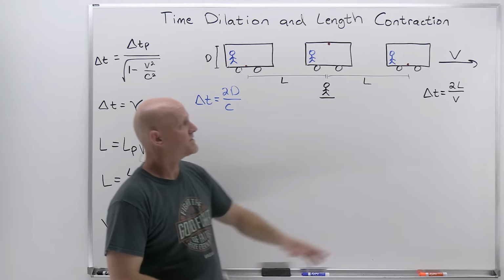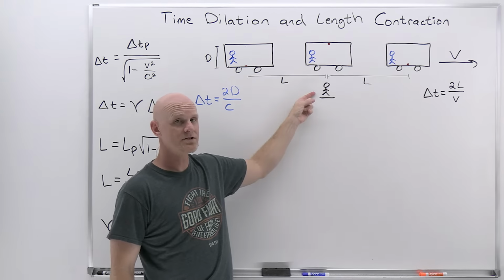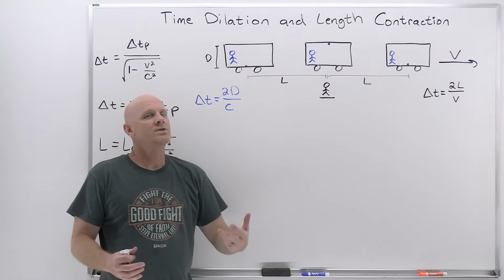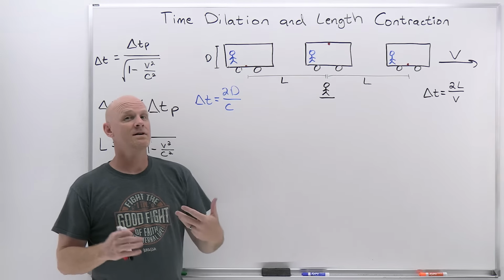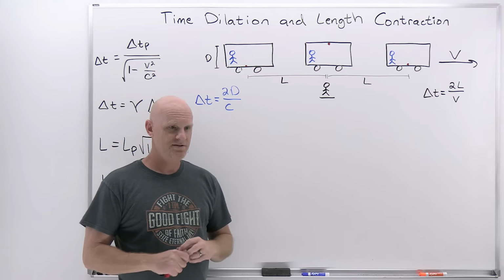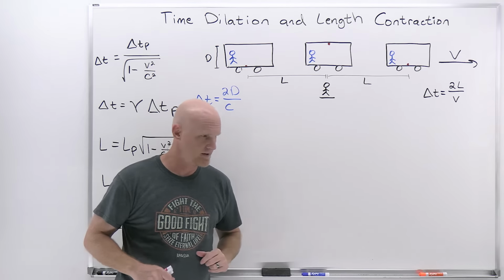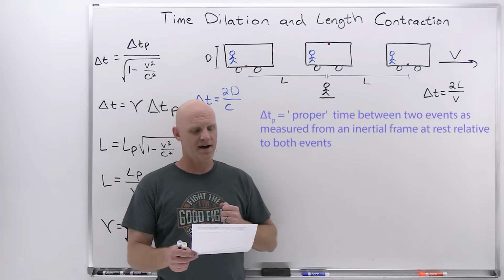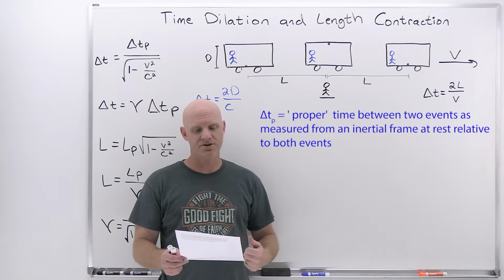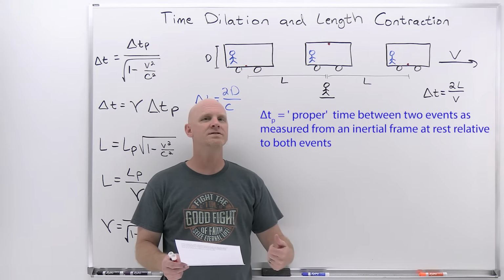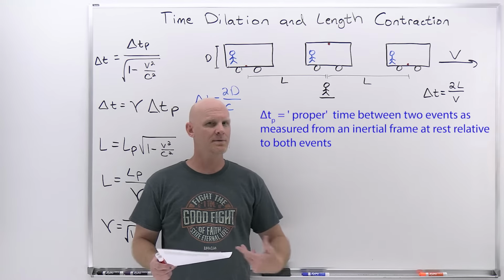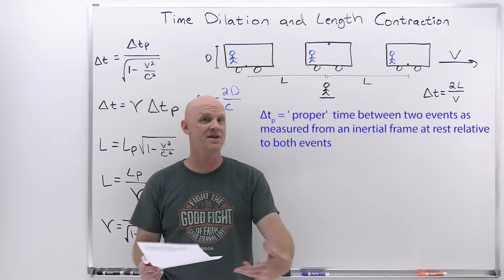Okay, now this time is going to be, again, from the stationary observer's perspective. This time right here is going to be from the observer on the train. Now, it turns out we need to define one of those as what we call the proper time. If you look on your study guide, proper time is defined as the proper time between 2 events as measured from an inertial frame at rest relative to both events. So if an observer views both of those events as happening at the same location in space relative to them, that's the key.